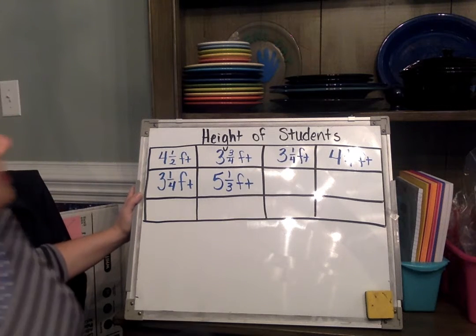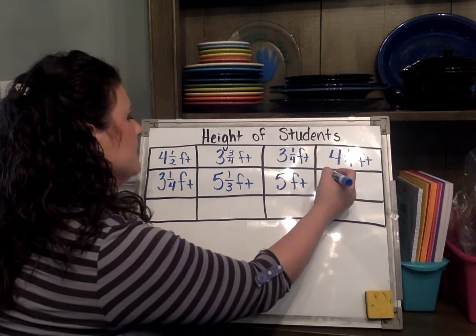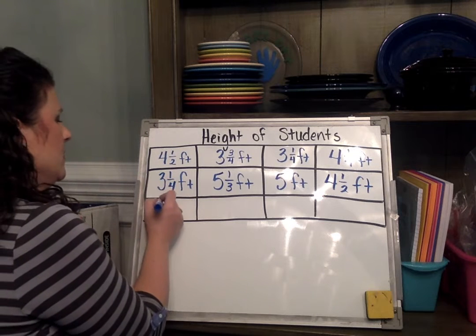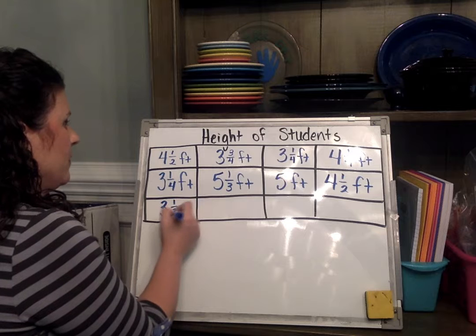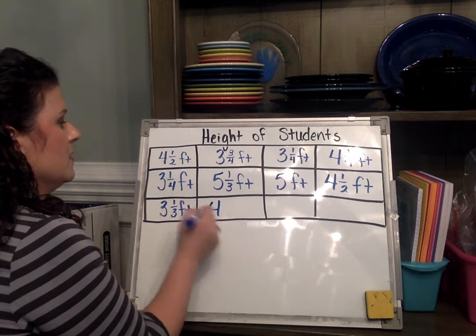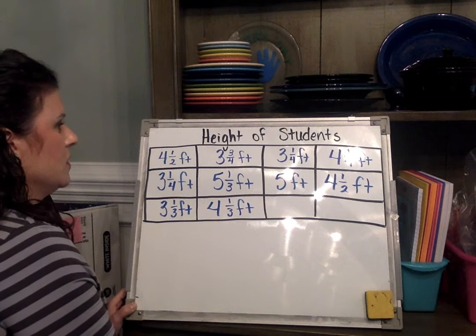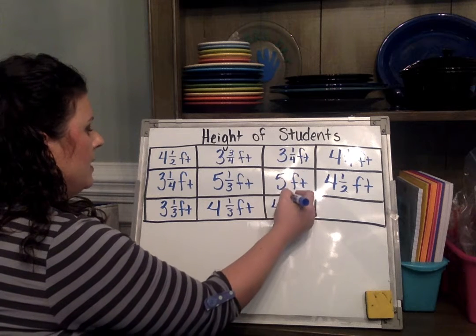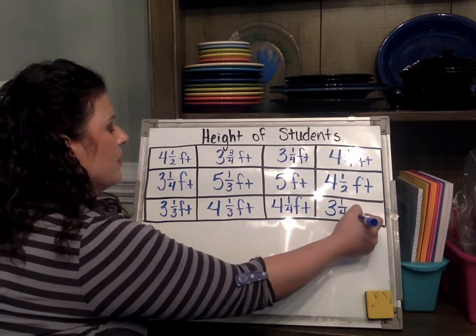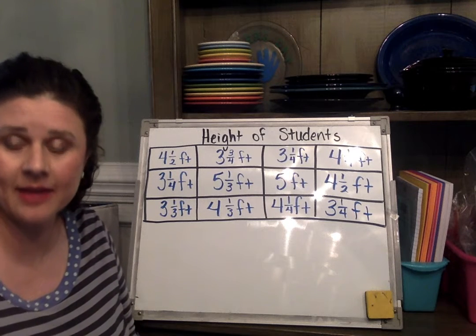Woo. Student 7 is 5 feet tall. Student 8 is 4.5 feet tall. Student 9 is 3 1/3 feet tall. Student 10 is 4 1/3 feet tall. Student 11 is 4 1/4 feet tall. And student 12 is 3 1/4 feet tall. So I've gathered all my information about the students' height.